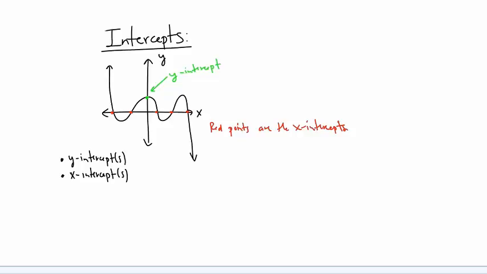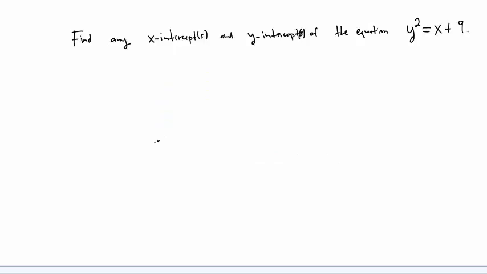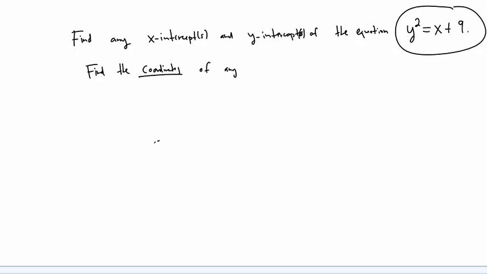How about from the equation? Let's find any x-intercepts and any y-intercepts of an equation. Let's use this equation as an example. So we need to find the coordinates of any intercepts. Is it enough to have the graph of the equation to find the actual coordinates? Let me sketch the graph of this equation.